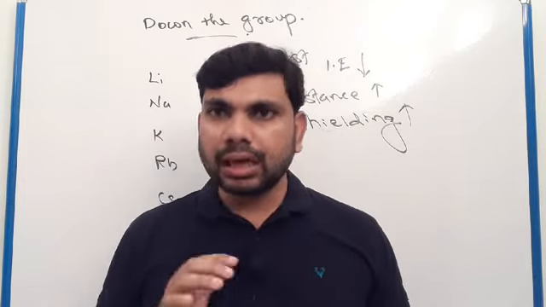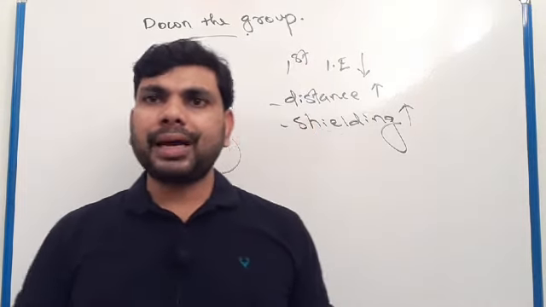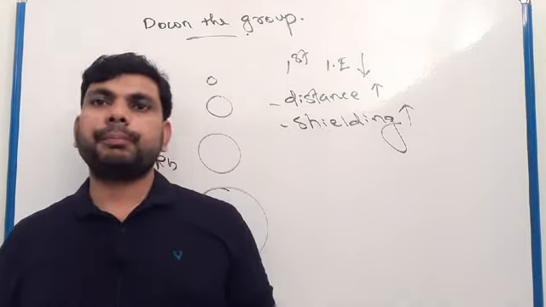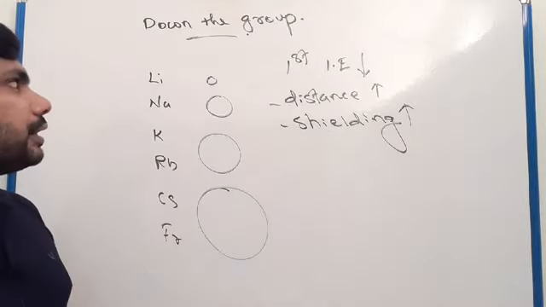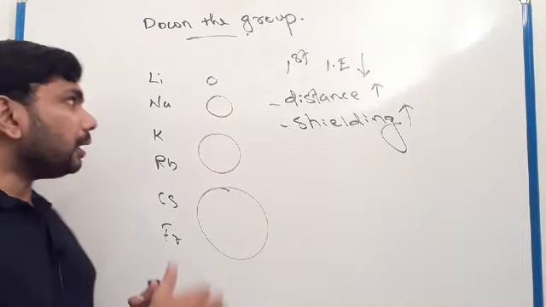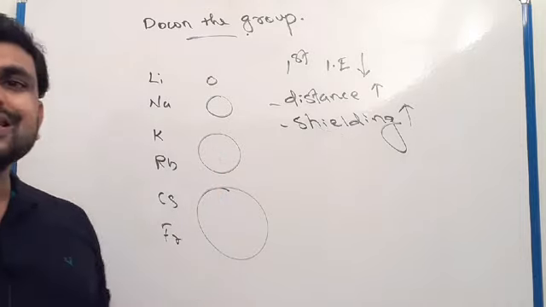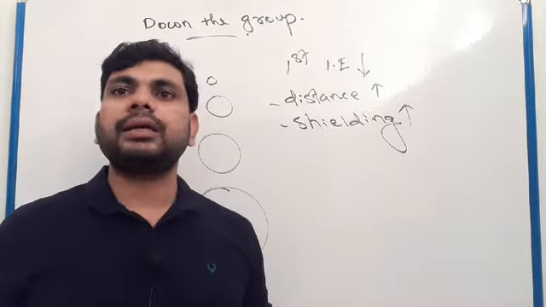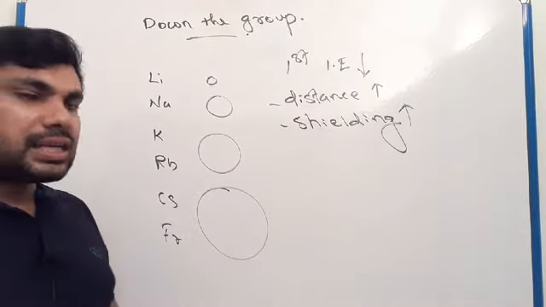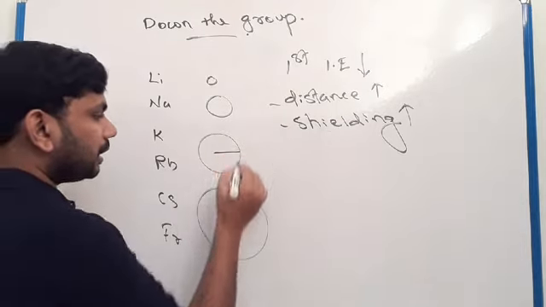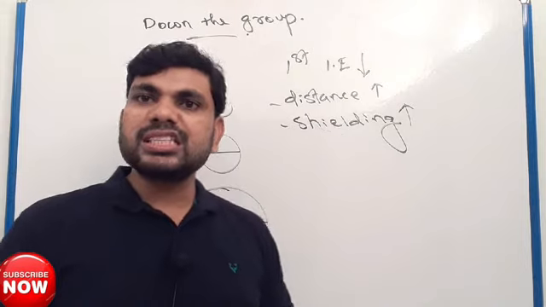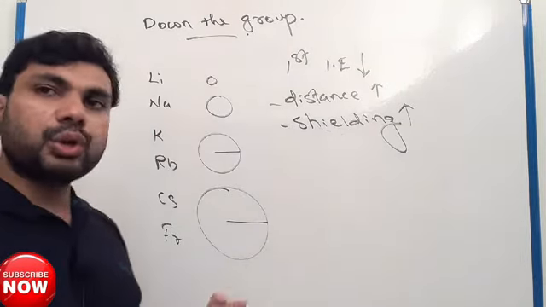Here we have to discuss the last point in this chapter, patterns of ionization energy, or variation of ionization energy down the group. For example, lithium, sodium, potassium, rubidium, cesium, francium. This is group 1. When you move from top to down, we know generally the size of the atom increases, atomic number increases. So down the group, atomic radius increases, and the distance between nucleus and outer shell electron increases.